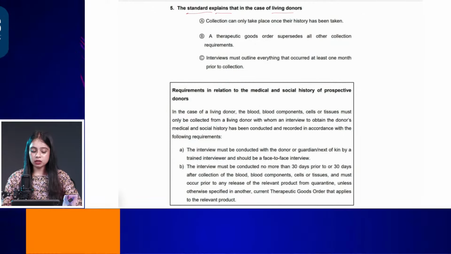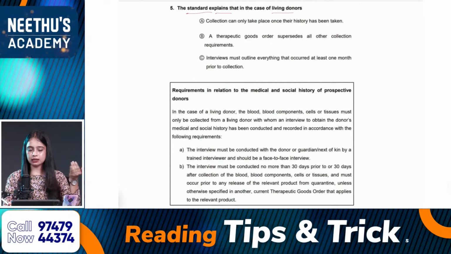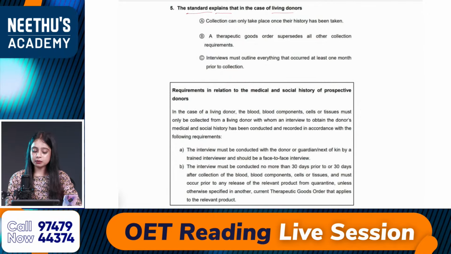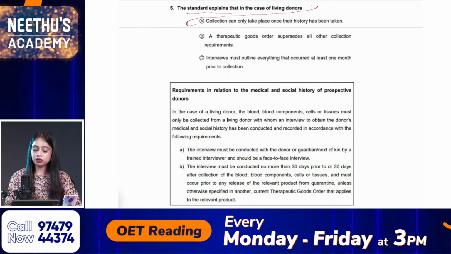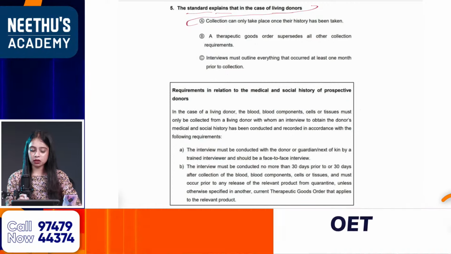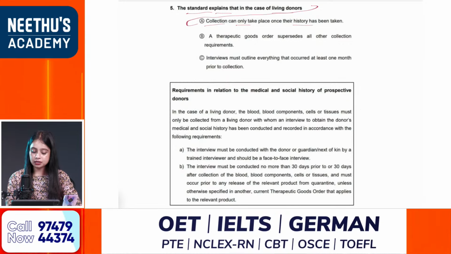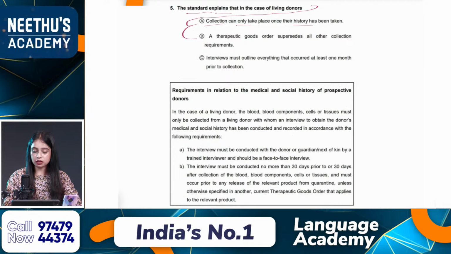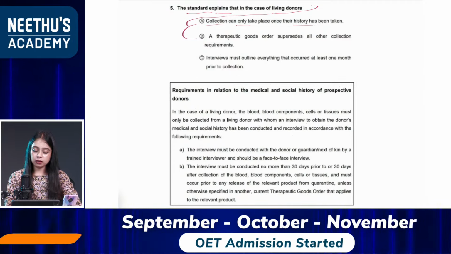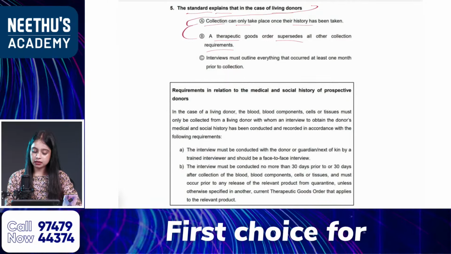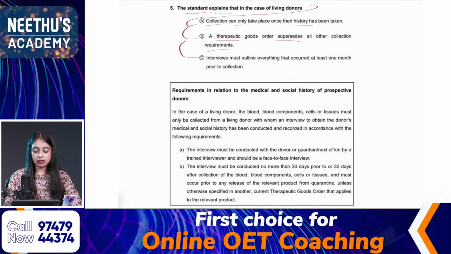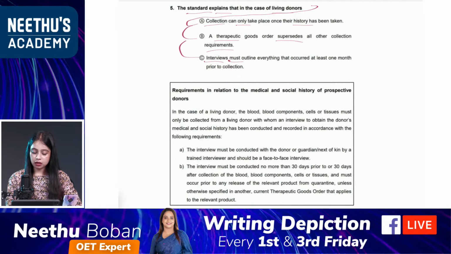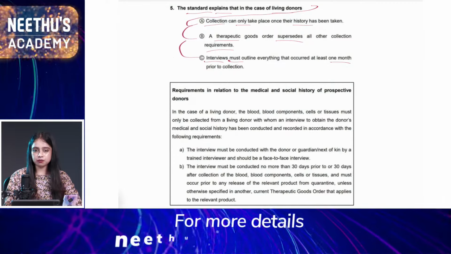I'll read it, then we will discuss in which category the question falls under. Option A: when you read a question, always connect with your option. The standard explains that in case of living donors, a collection can only take place once their history has been taken. So my keywords: collection, only, history. Option B: the standard explains that in case of living donors, a therapeutic goods order supersedes all other collection requirements. So: therapeutic, supersedes, requirements. And from option C, interviews must outline everything that occurred at least 1 month prior to collection. So my keywords: interview, must, 1 month. These are my keywords from these three options.